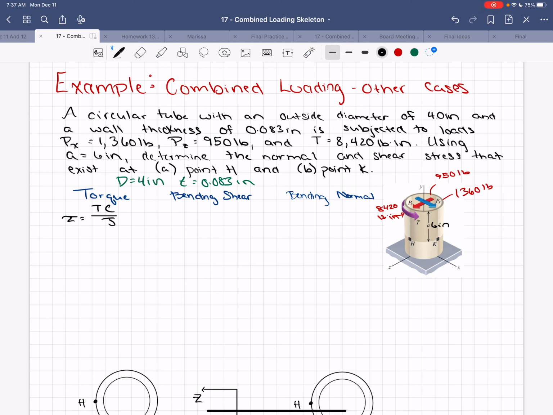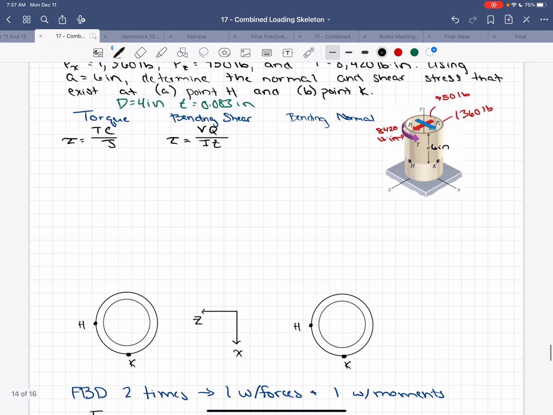The equation for that is the shear stress from bending equals the shear force V times Q, all divided by I times the thickness. And don't forget that the thickness is 2 thicknesses, because we'll be cutting through 2 walls and we'll need 2 thicknesses.